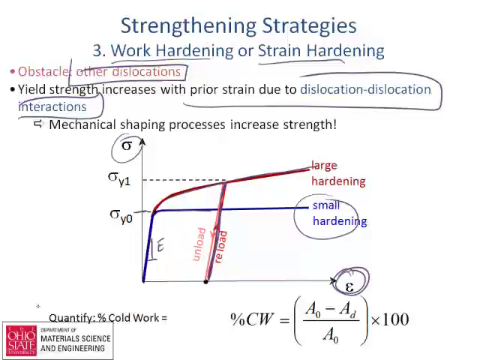So if we're going to do some kind of operation where we intentionally change the shape of something, we can quantify the amount of cold work we put into a material. This is equal to the change in area, the original cross-sectional area minus the deformed cross-sectional area, divided by the original, times 100. That gives you an amount of cold working that you can put in a material. You can quantify that.